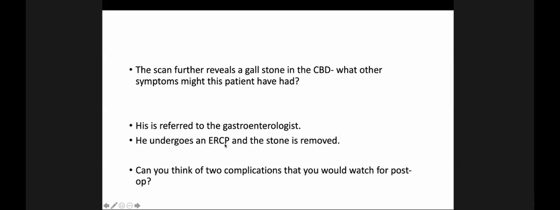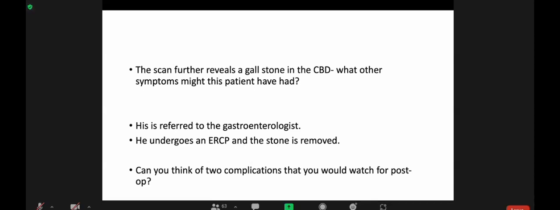Endoscopic retrograde cholangiopancreatogram, and then the stone is removed, right? So can you think of any complications that you would watch for post-op? I've just put that in because you are going to be intern officers soon. Tell me 2 complications that they can get after the stone is removed.